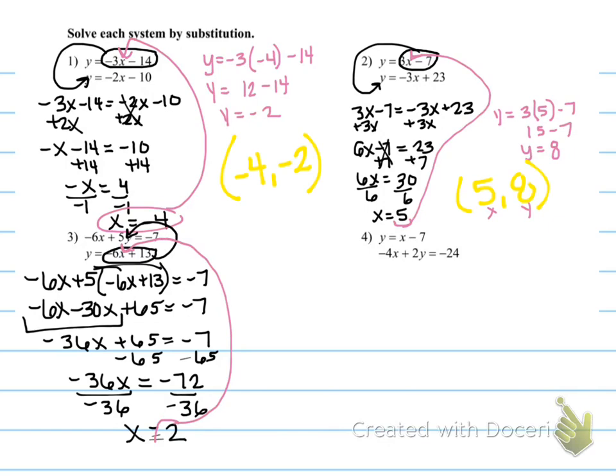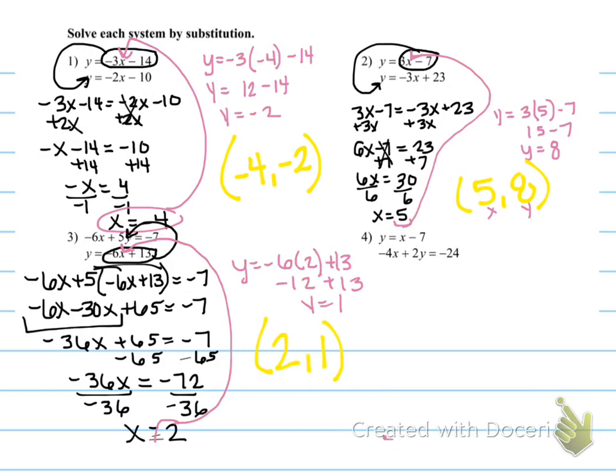So the easiest approach in this one is to plug it into the second equation because it's already set equal to y. So you don't have to do any solving here, you just got to simplify. So I would have y equals negative 6 times 2 plus 13. So negative 6 times 2 gets me negative 12, and then plus 13, so negative 12 plus 13 gets me 1, so y equals 1. So my final answer here is (2, 1).